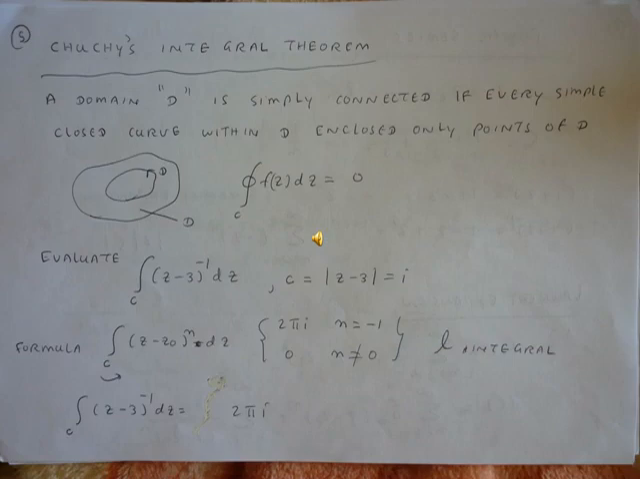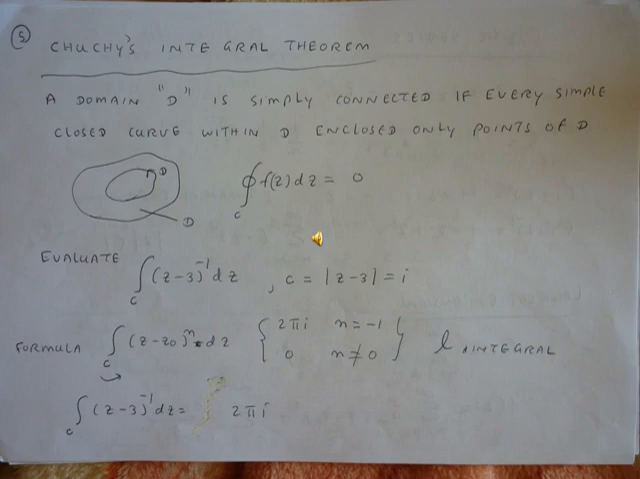A domain D is simply connected if every simple closed curve within D encloses only points of D. So in this Cauchy integral theorem there is a domain D, and around the domain we can find the circle integral. This means the circle integral of f(z) dz equals 0. We call it the Cauchy integral theorem.